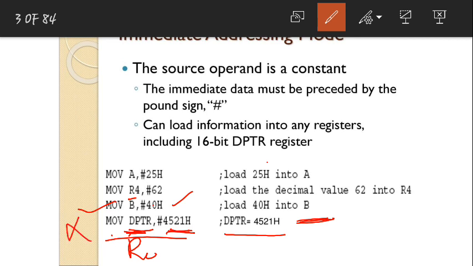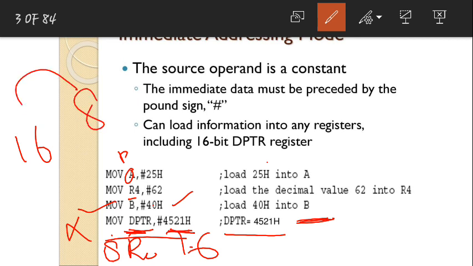This is 8-bit, R0 is 8-bit, and the value you have given is 16-bit. So in an 8-bit register, a 16-bit value can't be moved. Even here, instead of A, if you take DPTR and move 25, DPTR is a 16-bit register, whereas 25 is an 8-bit value. So you can't move 8 into 16. Here also there is a mismatch of the size of the value and the register.